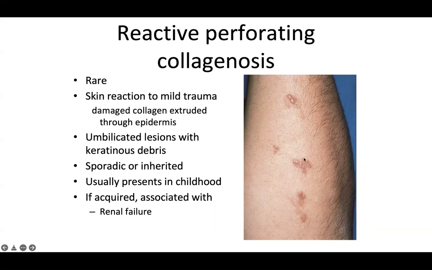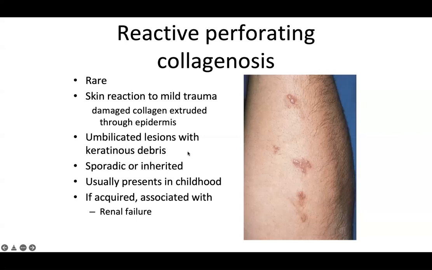So that's what's going to separate it clinically and even histologically. When you're looking clinically, it looks really smooth and like you've got these plugs here. And so that's going to be the difference between a prurigo nodule and reactive perforating collagenosis, both clinically as well as histologically. We'll look at the pictures. So it looks more umbilicated. It's got some keratinous debris.